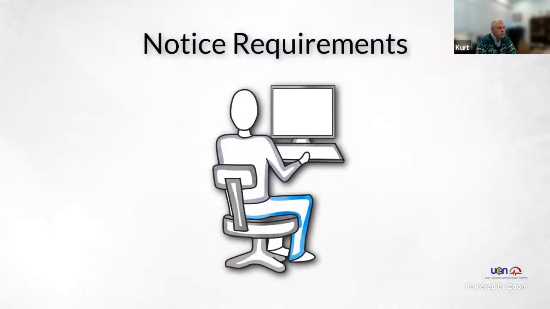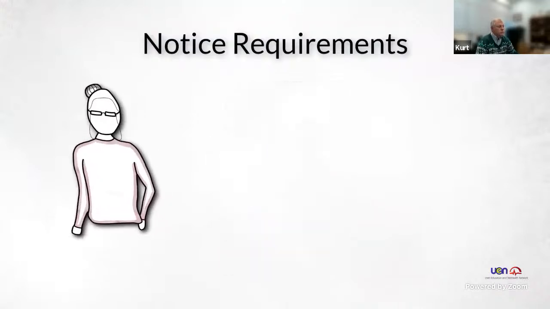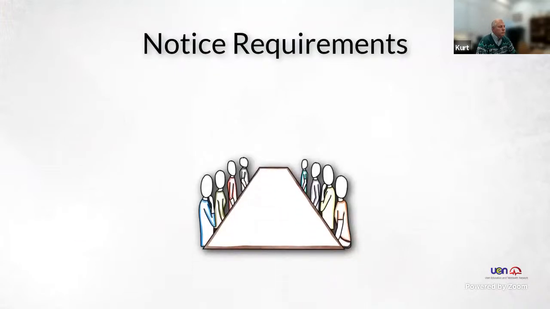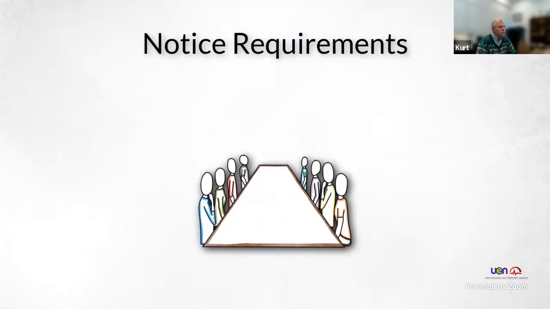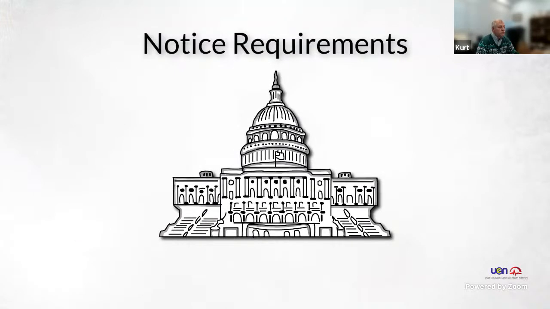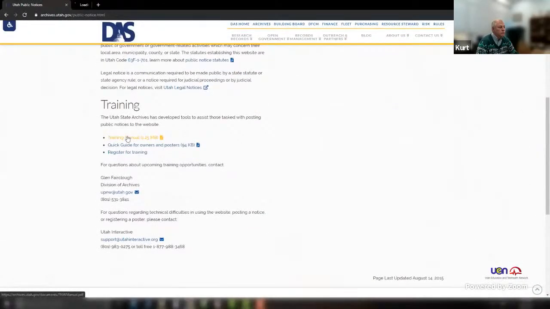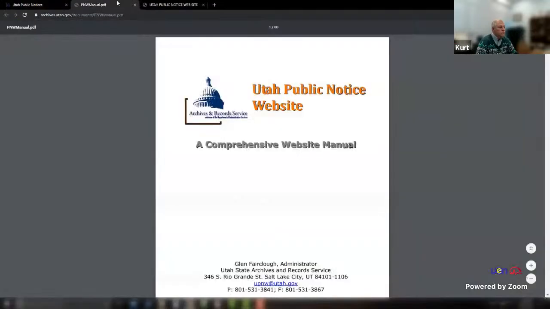Typically, posting on the public notice website is done by the records officer, recorder, or clerk. However, it's the governing body's responsibility to ensure notice is provided. State Archives has prepared a training manual and quick guide for owners and posters, as well as training videos that can be accessed at their website, archives.utah.gov.